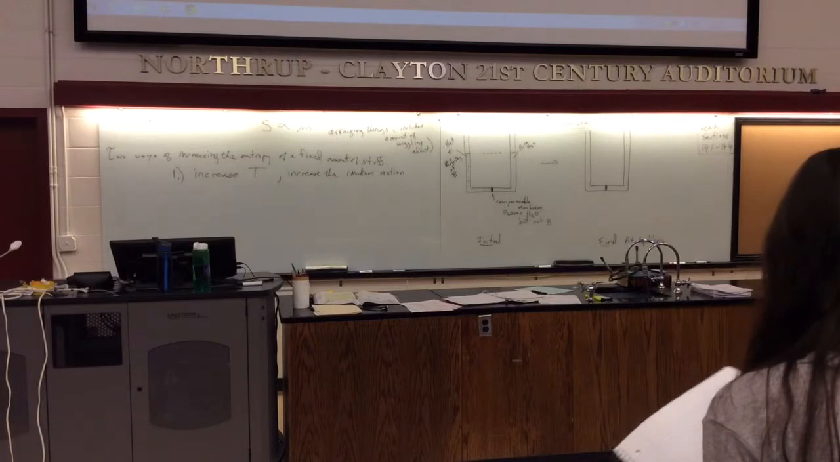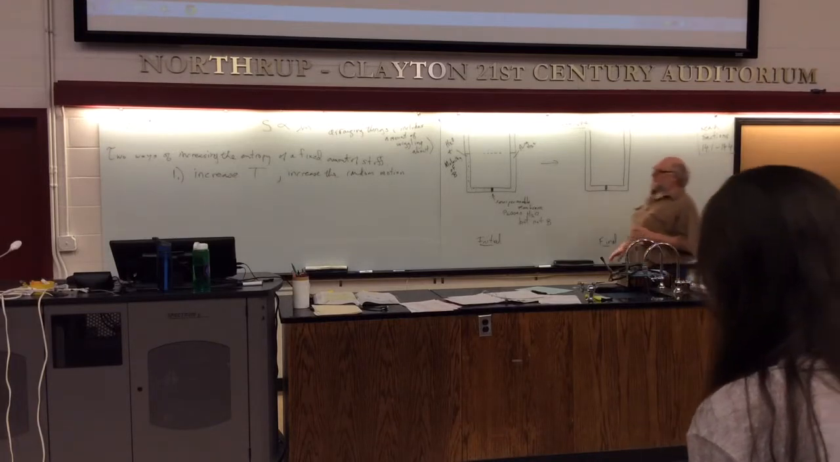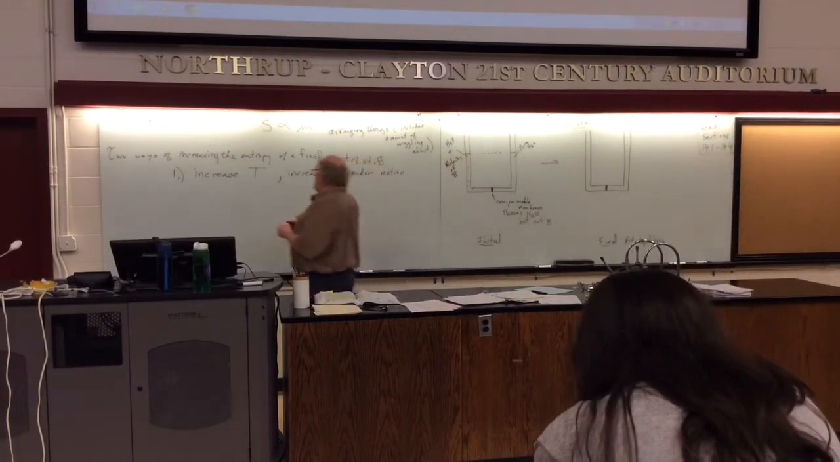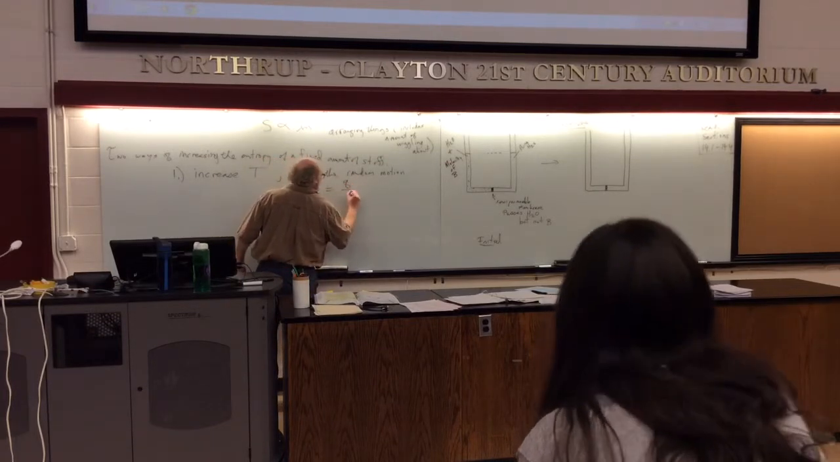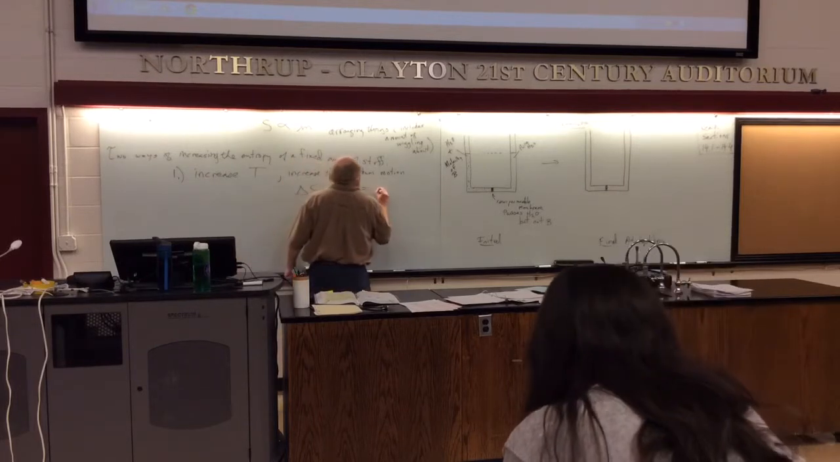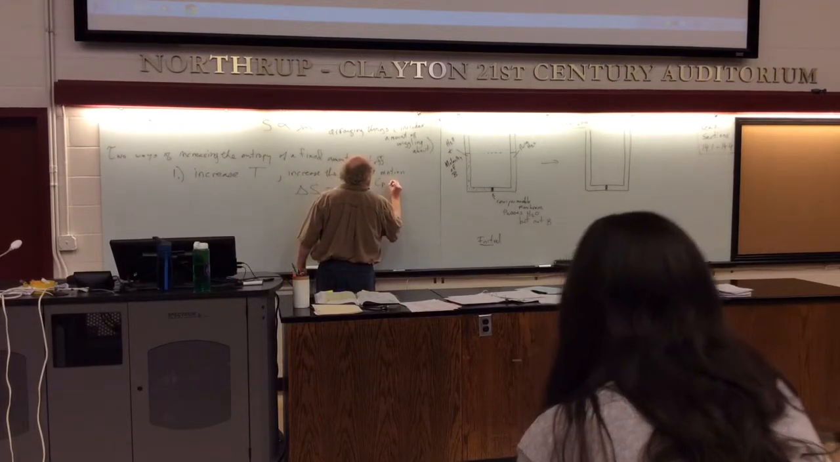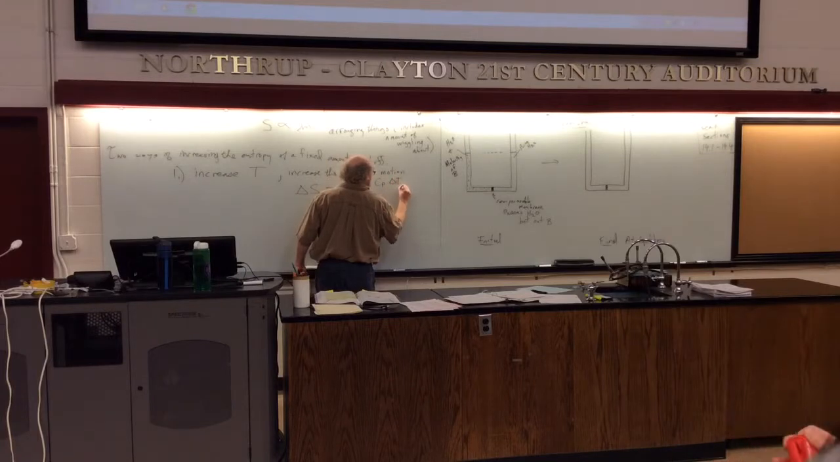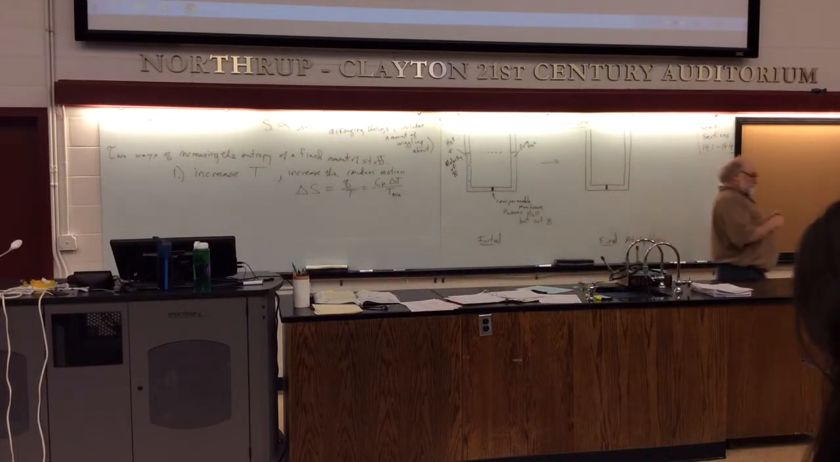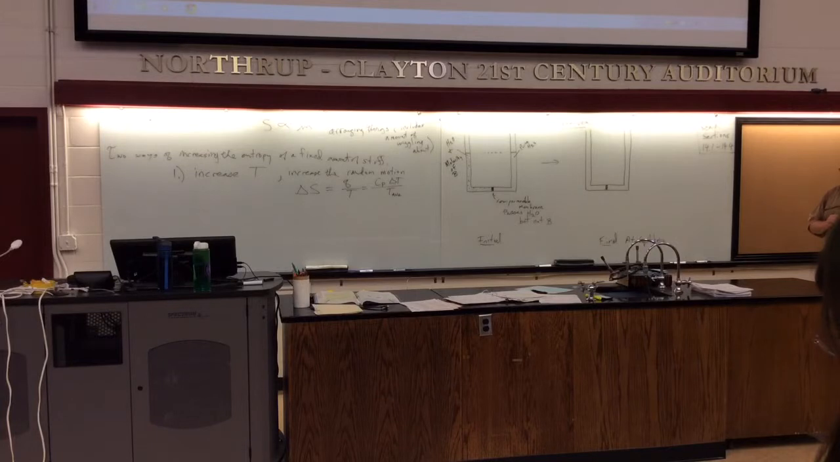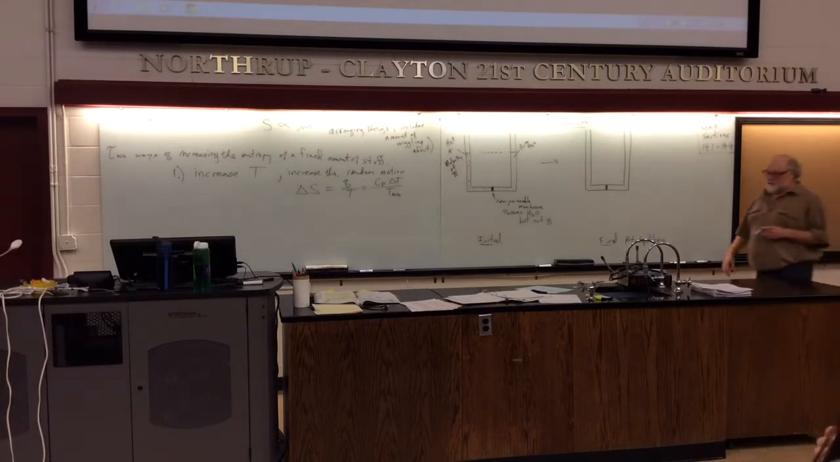Now that's the one you knew already. This is the one you actually knew already, because for any process, delta S is Q over T, which was the constant volume heat capacity, delta T times T average. That one you knew. You put in temperature, you increase the random motion.